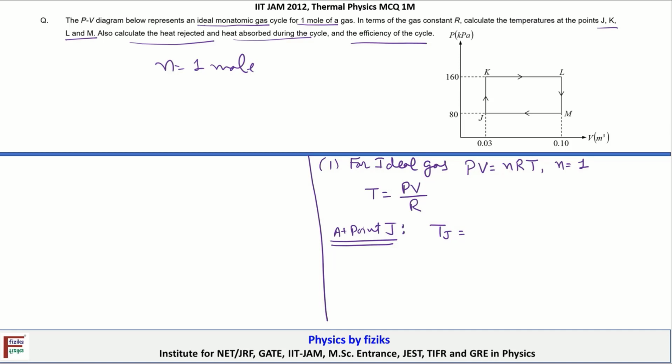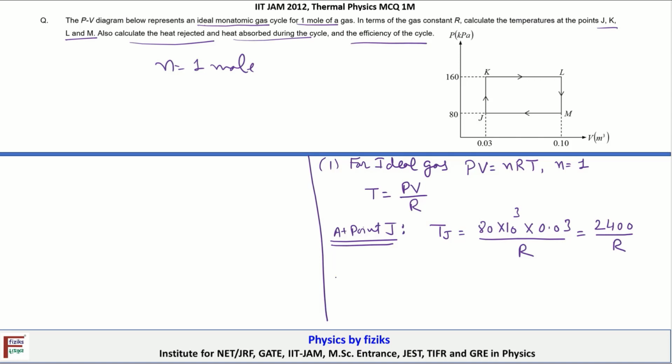What is the pressure at point J? It's 80 kilopascal, that is 80 into 10 power 3 Pascal, multiplied by the corresponding volume. What is the volume? It's 0.03, in meter cube. So multiply by 0.03 divided by R. If you do the multiplication, it comes out to be equal to 2400 divided by R. So that's the temperature at point J.